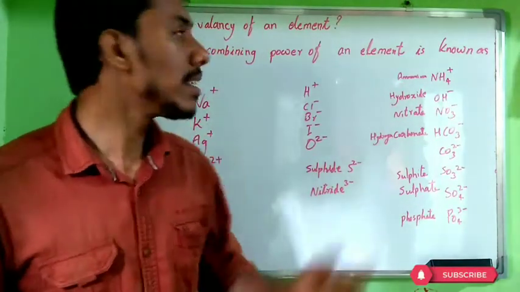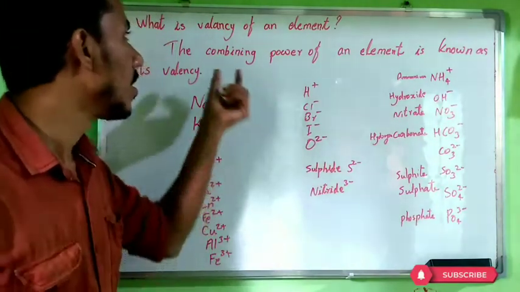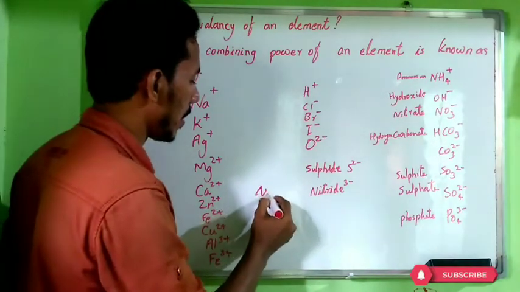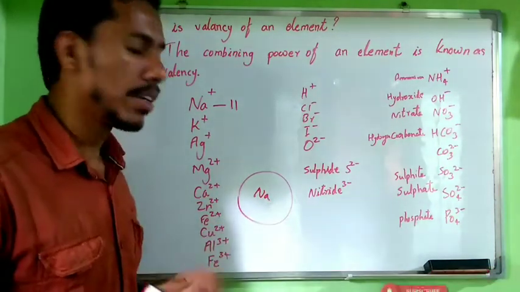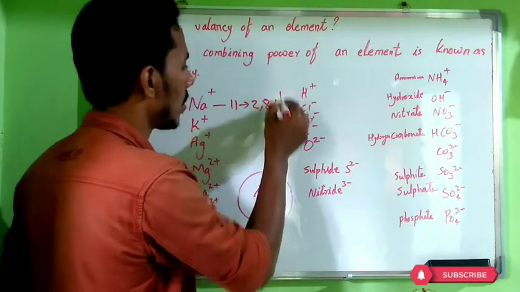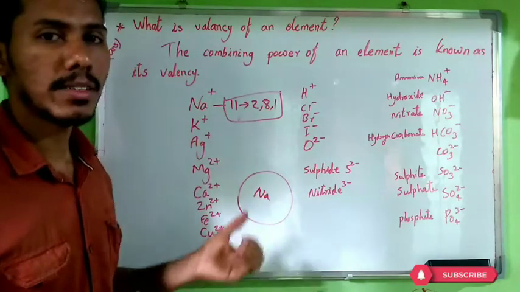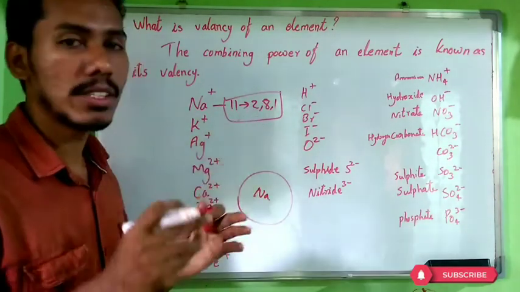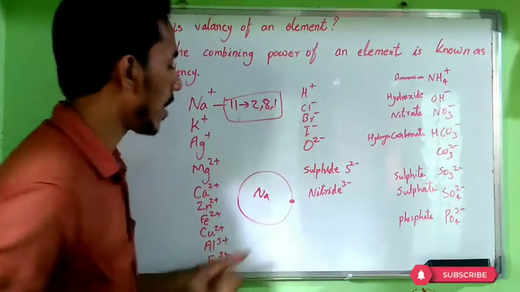Then one more question: what is the valency of an element? Valency is determined by the number of electrons in the valence shell. The combining power of an element is known as its valency. So let us check with sodium, Na. The atomic number of sodium is 11. So the electronic configuration is 2, 8, 1. That means the 11 electrons are arranged as 2 electrons in the first shell, 8 electrons in the second shell, and 1 electron in the outermost shell.